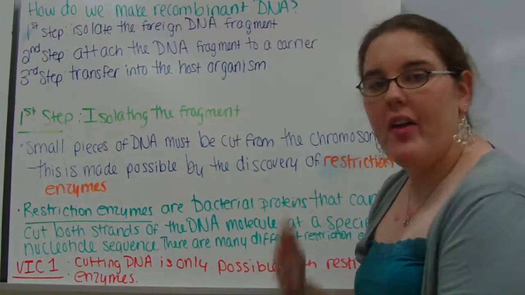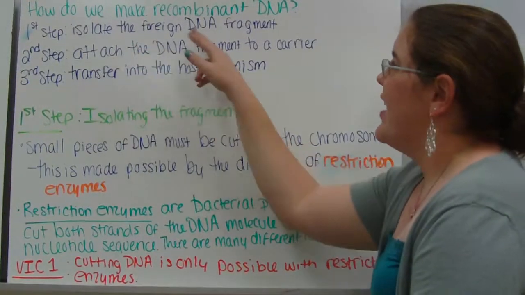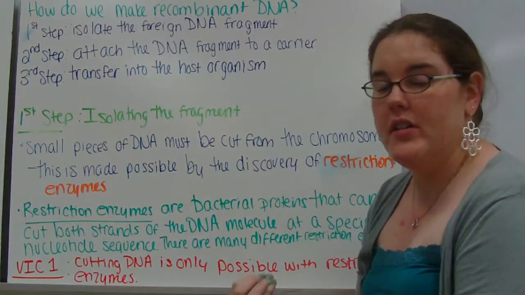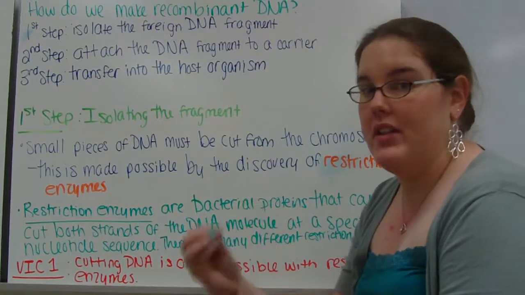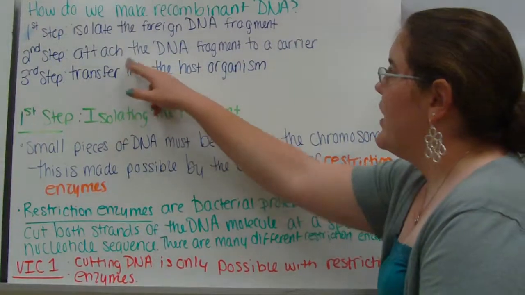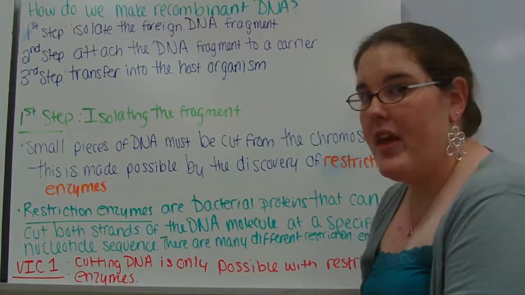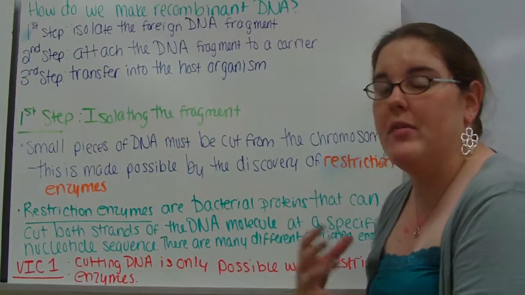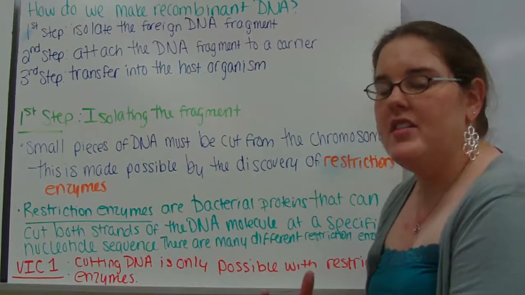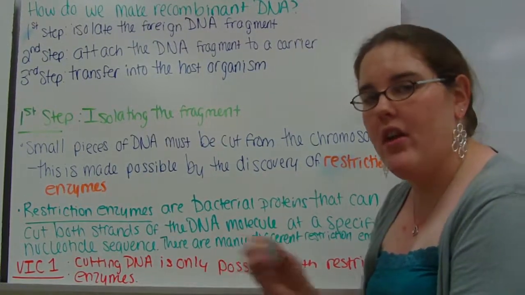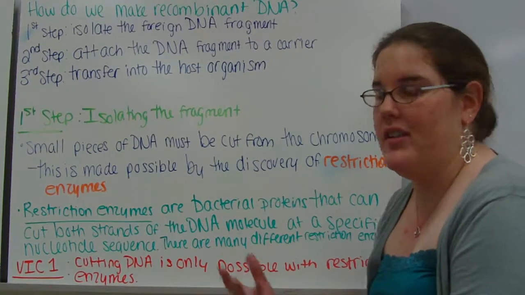Now, first thing, how do we make recombinant DNA? There are 3 steps. Our first step is that we have to isolate the foreign DNA fragment that we want to take from that original organism and be able to transplant it into a host. Second step, we have to attach the DNA fragment to a carrier. We can't just take the DNA out of one organism and place it in another and expect it to take and replicate. We have to attach it to some kind of carrier to make sure that, once planted in the host organism, that DNA replicates and continues on its journey.